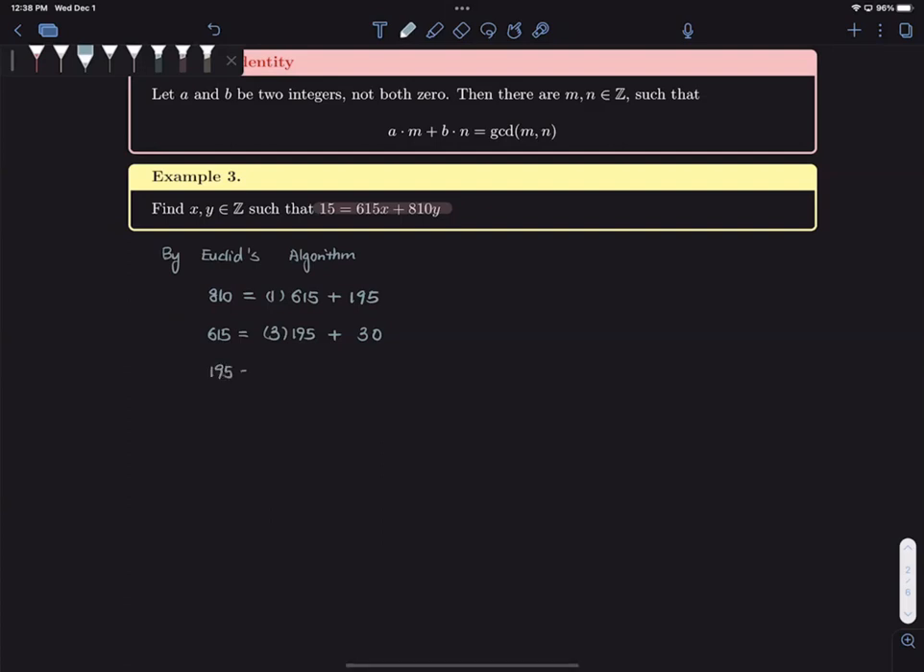195 equals to 6 times 30. This one is easy. Plus 15. And 30 equals to 2 times 15 plus 0. So what's my GCD?